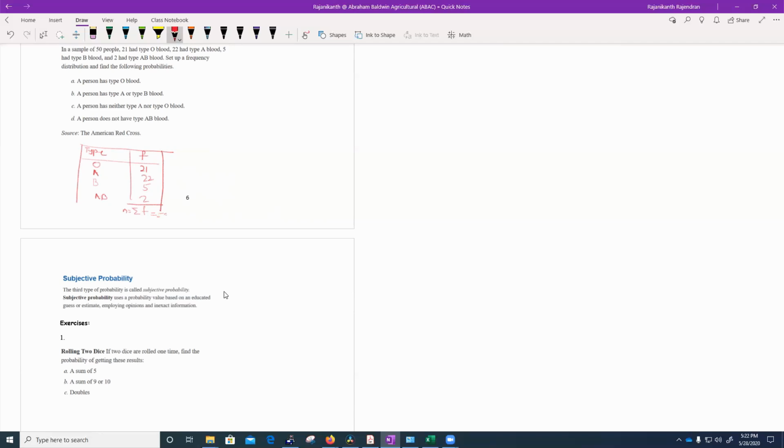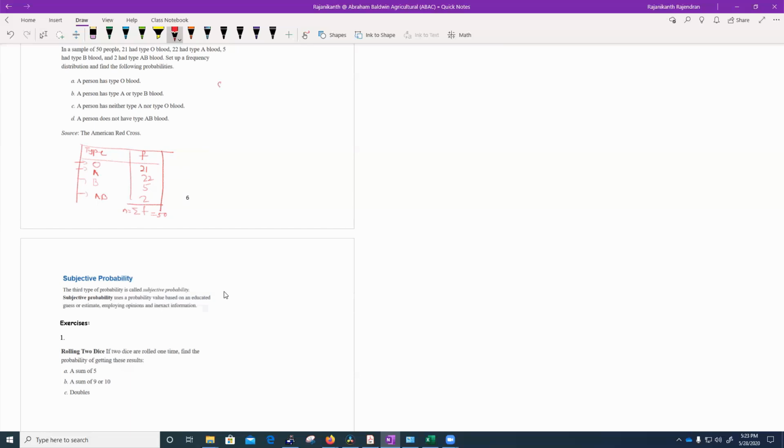Okay. Here, each type of blood is going to be my particular event, right? So there are 4 different events. Now, my sample space is what? Collection of all types of blood: O, A, B, and AB. Okay. So that is there.